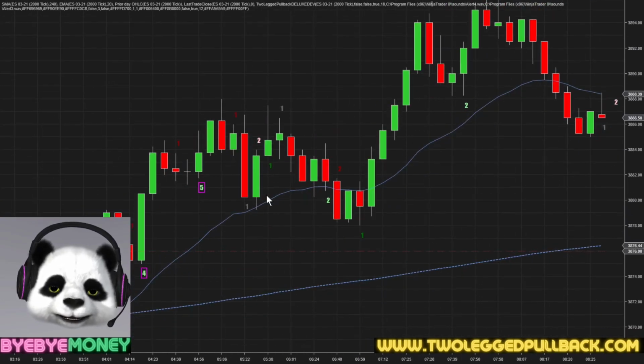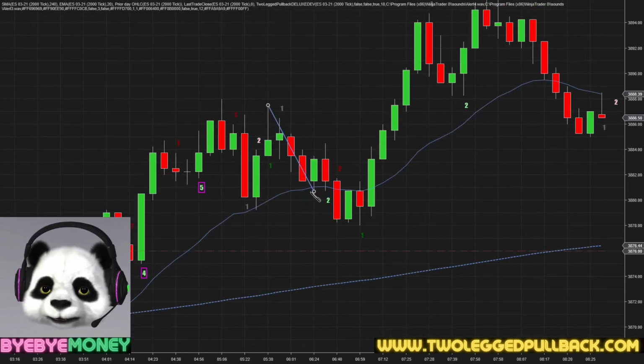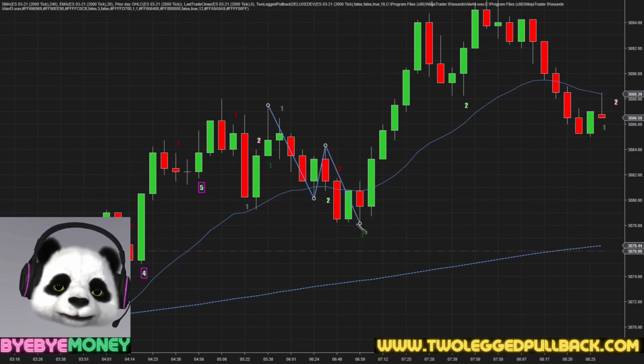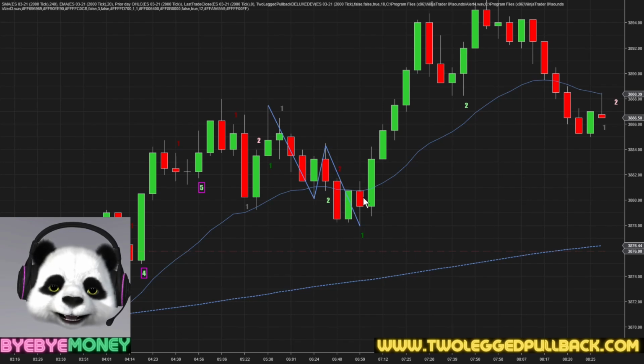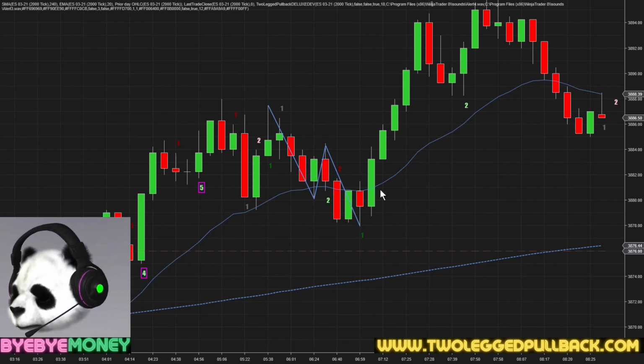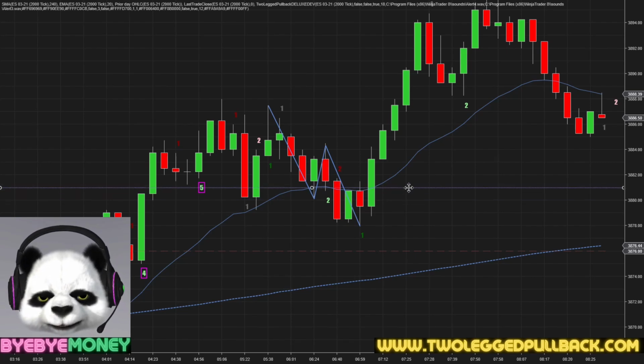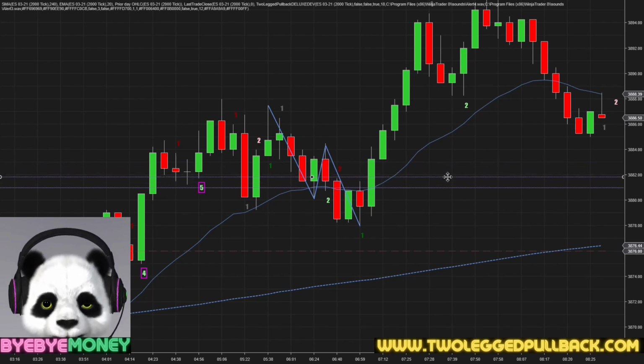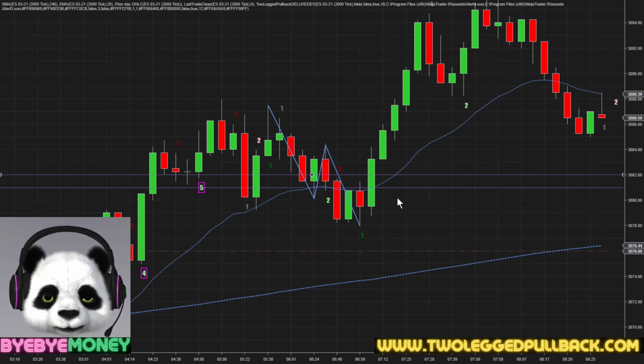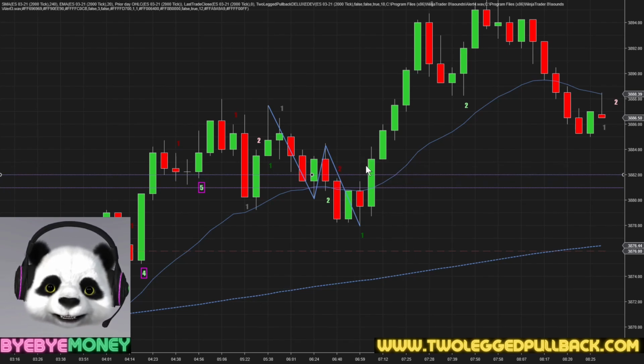For instance, in this trade, we have a two-legged pullback. We have the first pullback, first entry, and then second pullback right here. And we like to enter into the second entry. What we will do is put a stop order 1 tick above the previous candle's high, which is right here, and then we will put a profit target 1 point above the stop entry, so altogether 5 ticks.